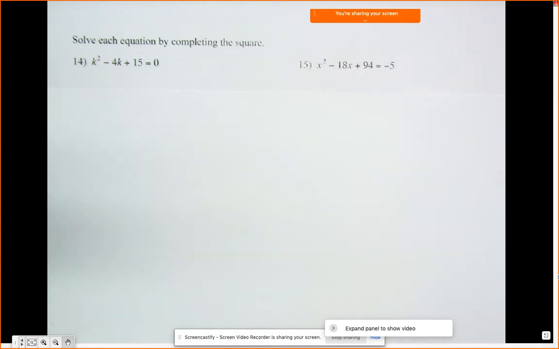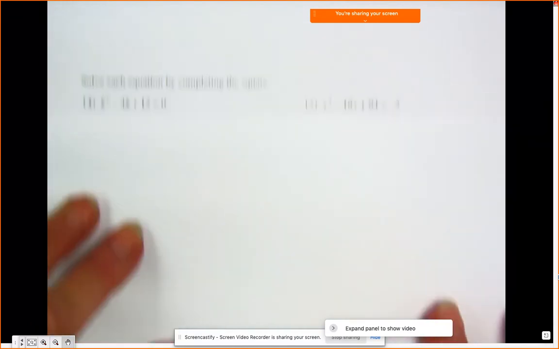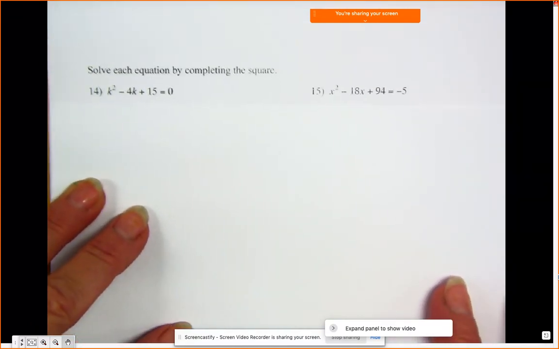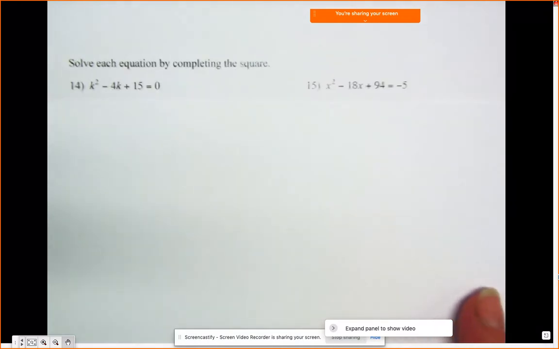Okay, so now we've already completed the square, but now we have to deal with there'll be a negative under the square root. Okay, so let's go ahead and remember how to complete the square because I am testing Thursday or Friday, depending on which class you're in.